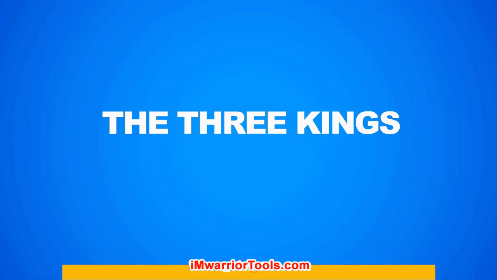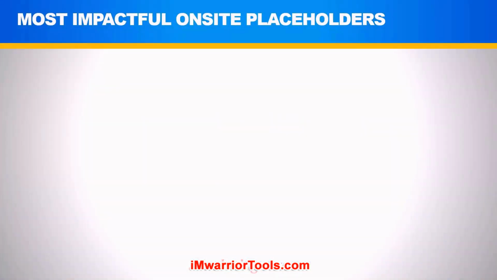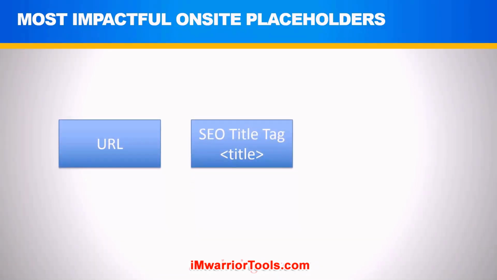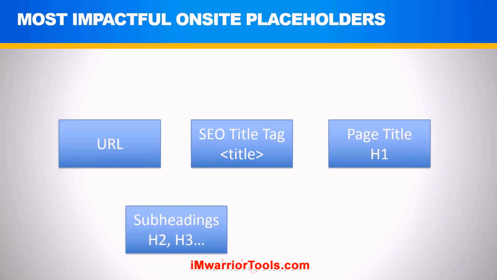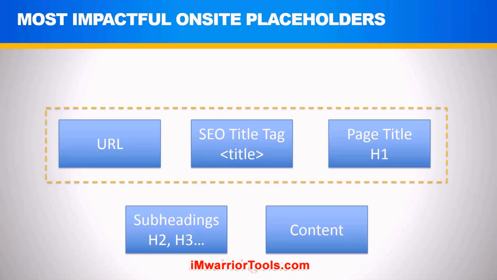The three kings. When you're doing your on-site optimization, there's certain placeholders on your site that are more impactful than others when you place keywords in them. In order, they're the URL, the SEO title tag, your page title, then your subheadings, and then your content. But when it comes down to it, these top three right here, the URL, the SEO title tag, and the page title, these are the real big hitters.